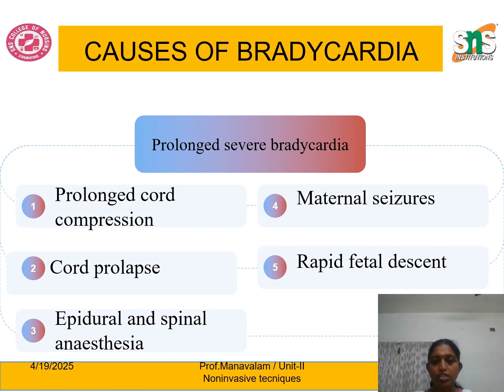Next, epidural and spinal anesthesia. Epidural is commonly used during normal labor in order to reduce the pain experienced by the mother during labor. Spinal is not very common; spinal anesthesia is most probably used in case of cesarean section. In that condition, there are automatically changes in the maternal as well as fetal heart rate.